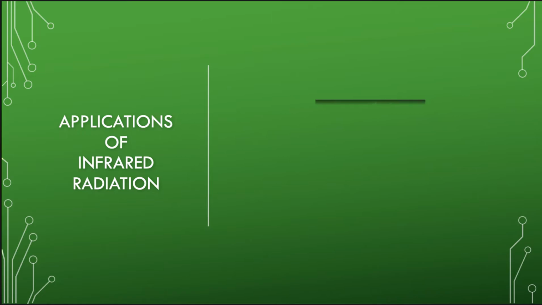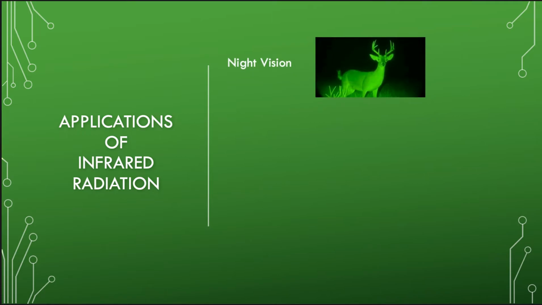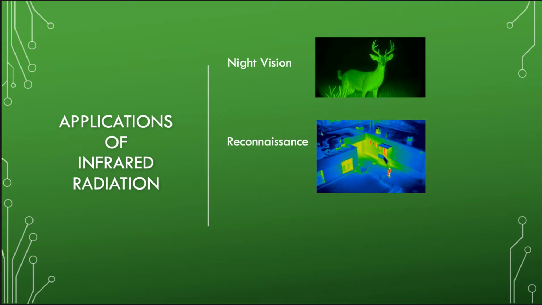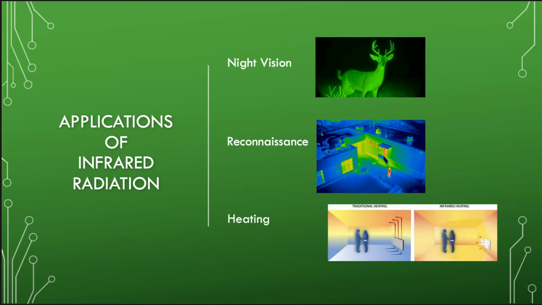Applications. First, night vision. You can detect infrared emitted by various warm objects, including humans, and convert it to visible light. Reconnaissance. Detect buildings, vehicles, and even individual humans. Very useful in police or military situations. Heating. Infrared lamps can warm us because we absorb infrared better than our surroundings.